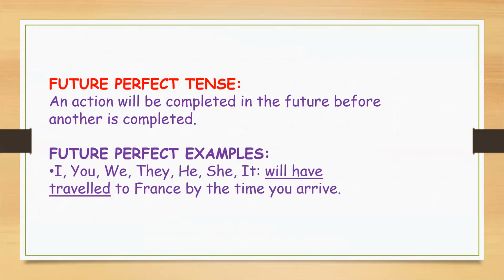What is future perfect? The action will be completed in the future before another is completed. So it is all in the future. You are just talking about the action that will be completed in the future. So she will have traveled. So the use of will have plus the second form, that is ed, to France by the time you arrive. So she will have traveled to France by the time you arrive. So it is all talking about the future tense, which will be perfect in the near future. It is not yet over. It is all in the future only.